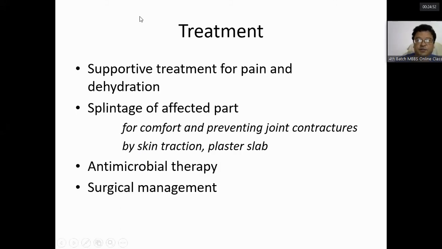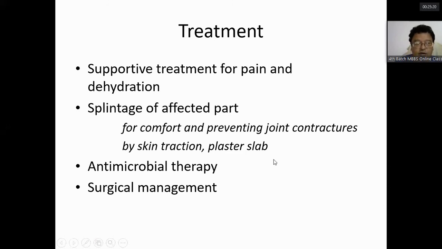So now the treatment. How you go about the treatment. So supportive treatment for pain and dehydration. The pain is severe, so you have to give analgesics, and the patient is sick, has fever. He'll be dehydrated, so you have to rehydrate the patient. And if you move the limb, it is very painful, so you'd want to splint it. You can just put a slab, or you can put a skin traction.